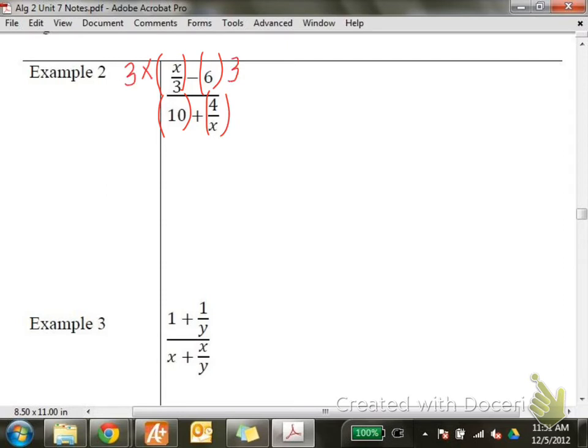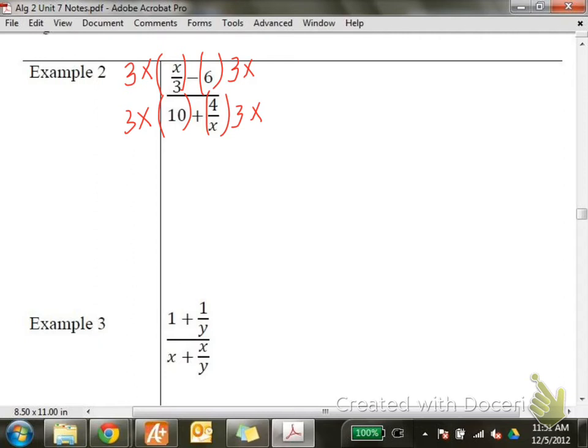Wait, why are you multiplying everything by 3x? We're multiplying the top by 3x and the bottom by 3x. But when I use the distributive property, it distributes a 3x to each term, right? But how did you get 3x? It's our LCD, the least common denominator. Oh, I see it. Yeah, there you go.